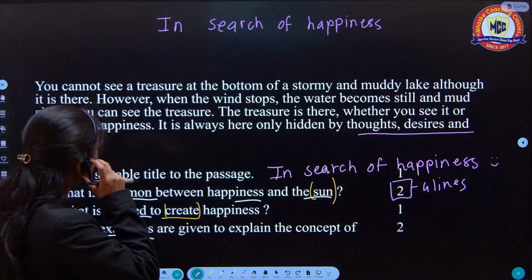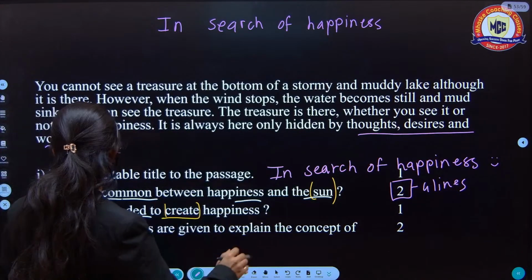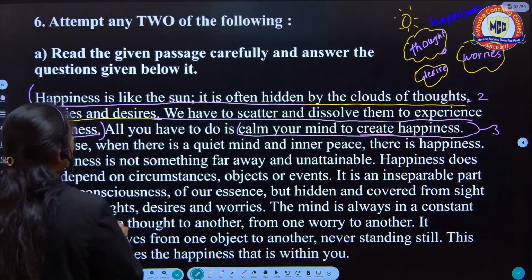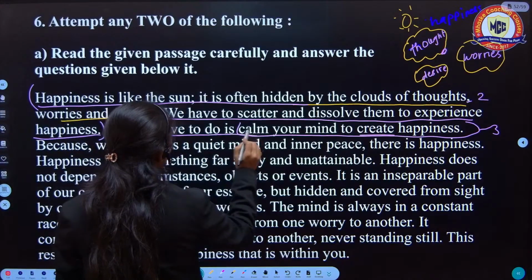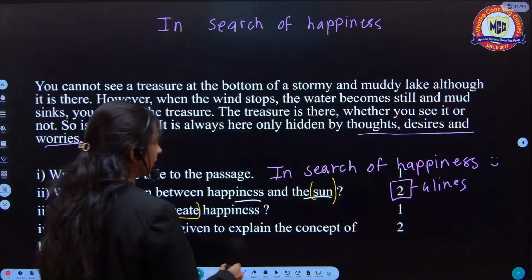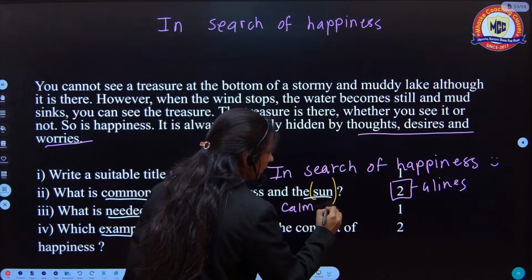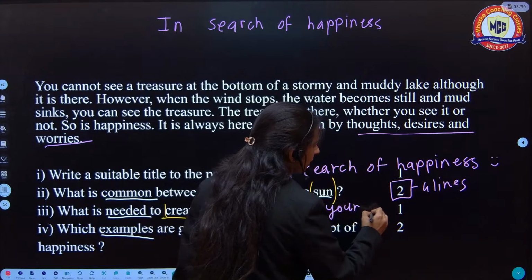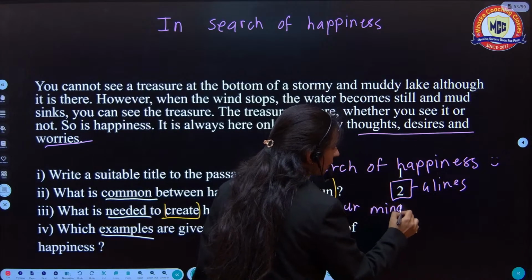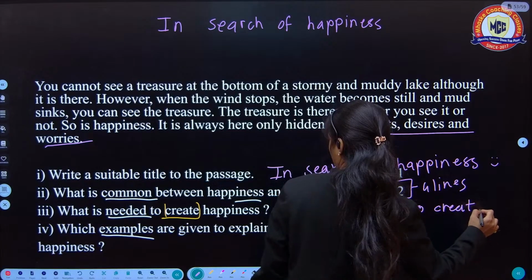What is needed to create happiness? Again, for 1 mark, we'll write only one line. What is needed? All you have to do is calm your mind to create happiness. I'll write it here as I can. Calm happiness.